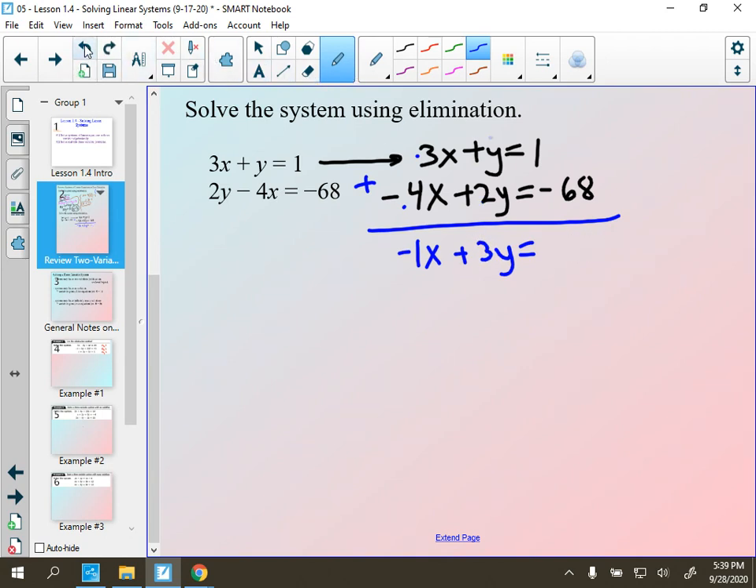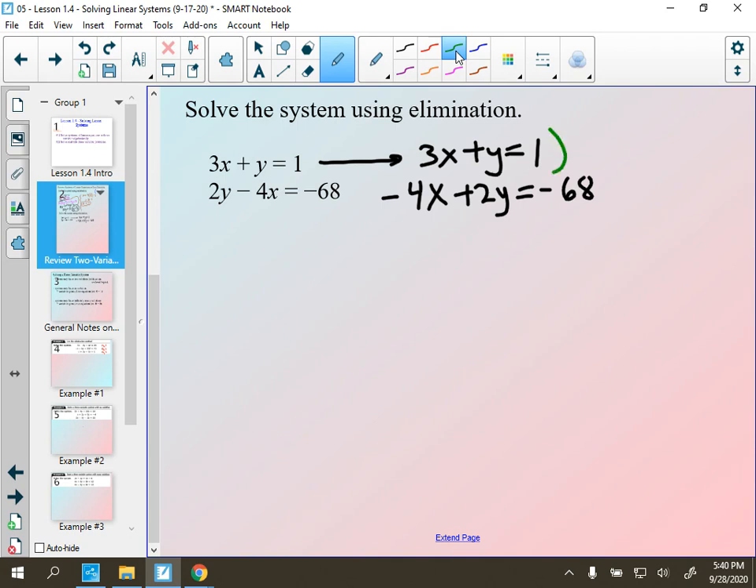We will add them like that eventually. I don't want to take too much off here. But I need to get opposite coefficients on either one of the variables. All right, so I could look at the x's and say, you know what? I could multiply this top equation by 4 and get a 12 here. I could multiply the bottom equation by 3 and get a negative 12 here. I could look at the y's and say, you know what? I could multiply this top equation by negative 2, and then I'd have a negative 2 and a 2, and then I could add and I would eliminate the y's. So that's what I think I'm going to do.